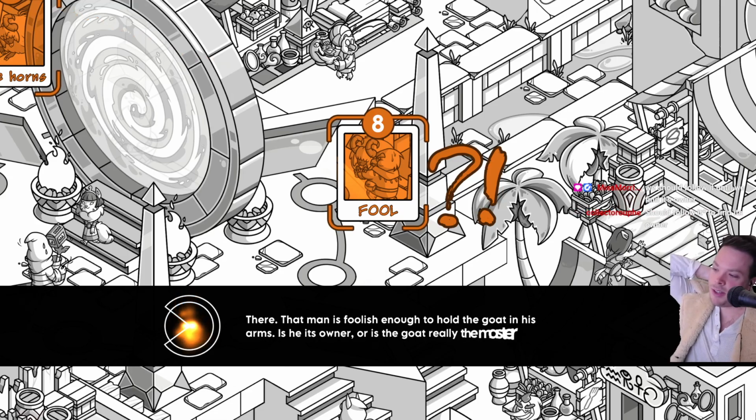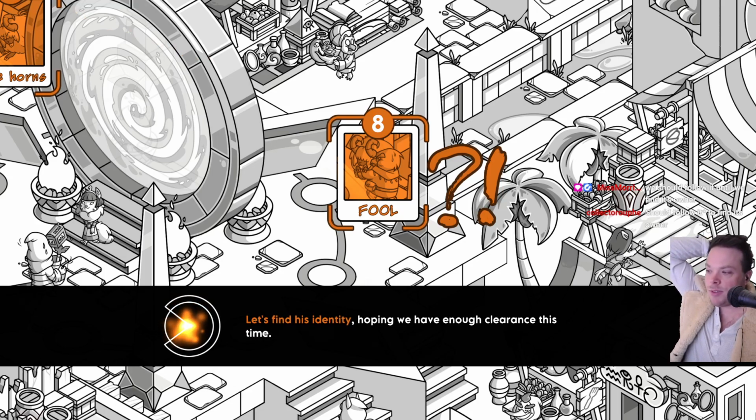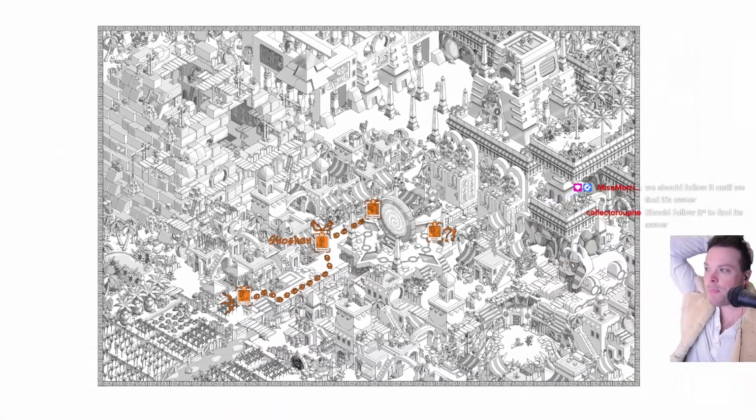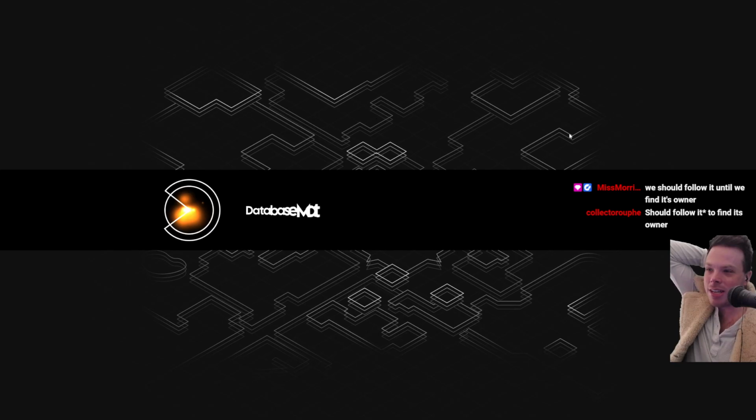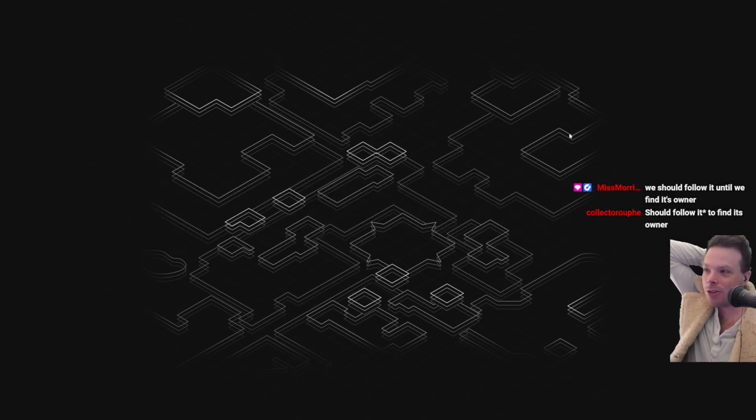There, that man is foolish enough to hold the goat in his arms. He is the owner. Or is the goat really the master? Let's find his identity, hoping we have enough clearance this time. Yeah, but the fact that it highlights his owner collector suggests that the next object you have to find is the owner, not the goat.